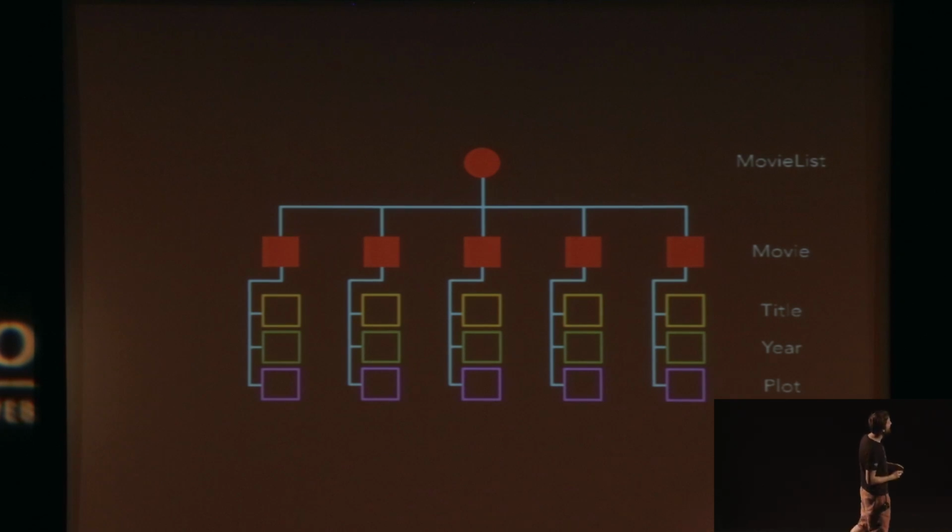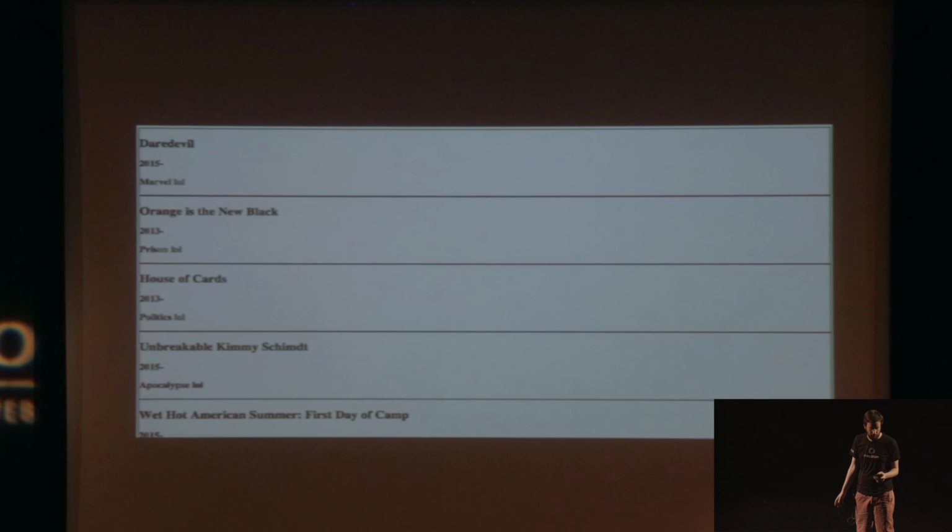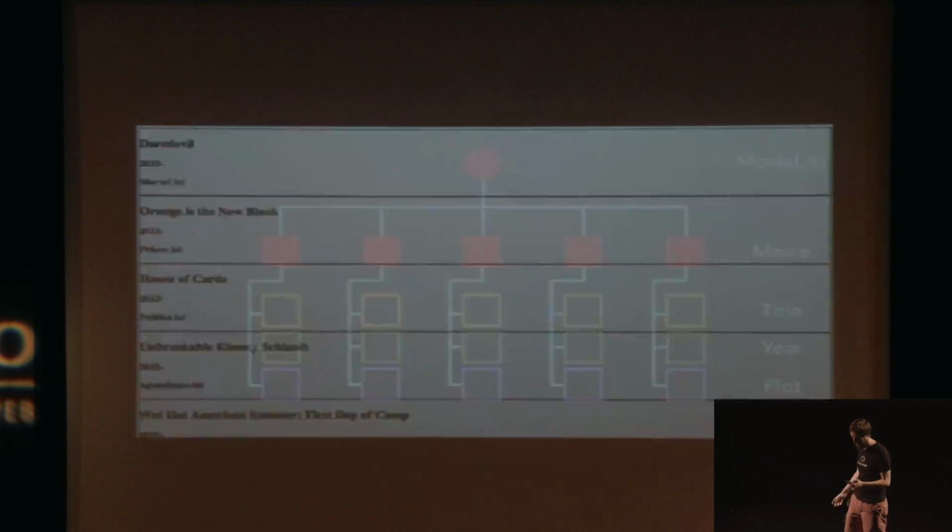So if we're looking at how you would build this in components, right? You have a movie list. Movie list has a bunch of movies, and then the movies have a title, year, and plot, right? Kind of makes sense, right? If you want to take another look, title, plot, there's a list of movies, there's a movie component, right?